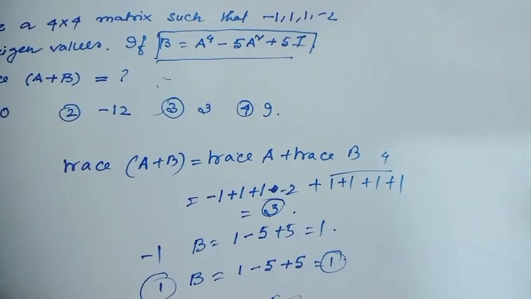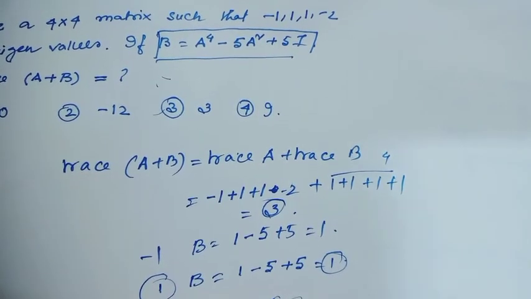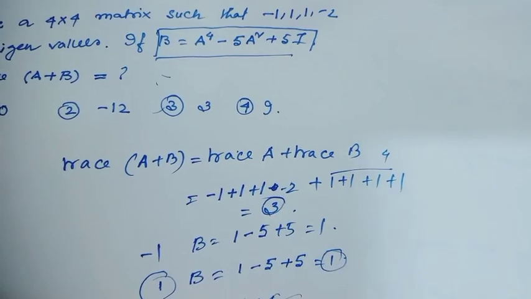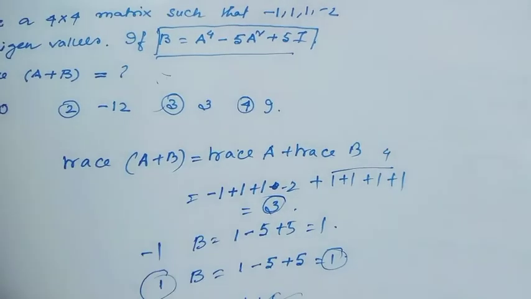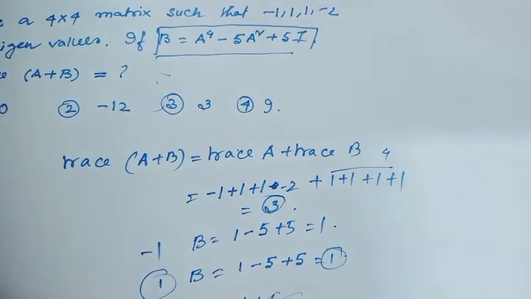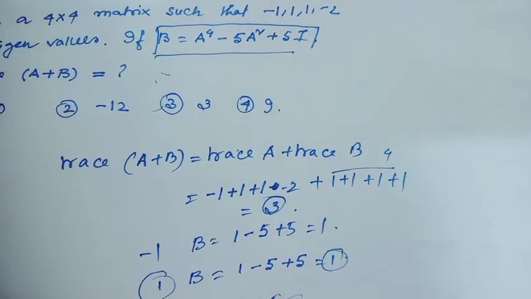Are you getting? This is a very easy type question. But here the actual concept is, if lambda is an eigenvalue of any matrix A, then f(lambda) is an eigenvalue of this polynomial, which is denoted as f(A).